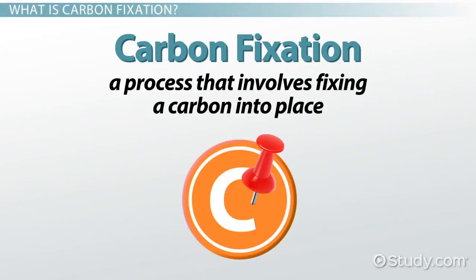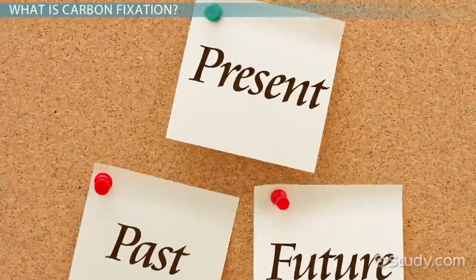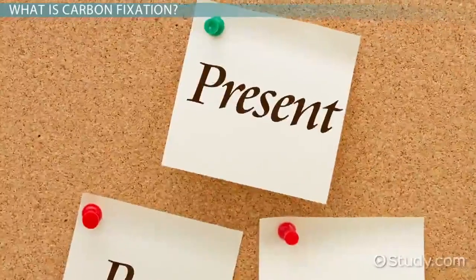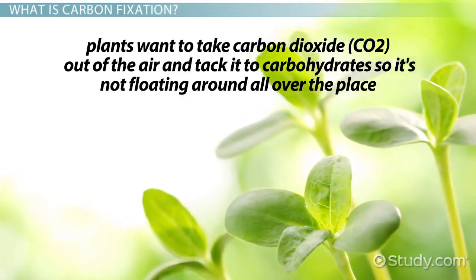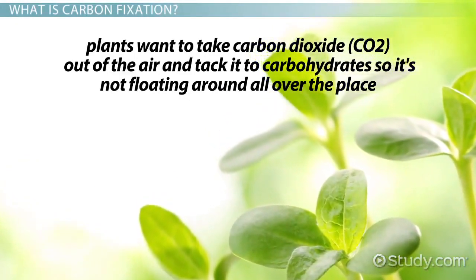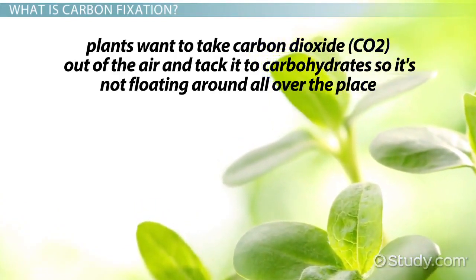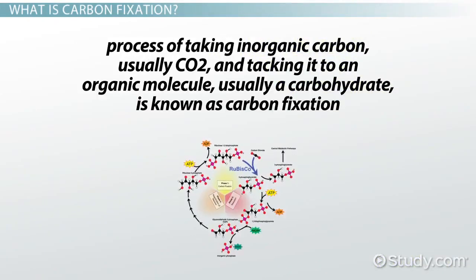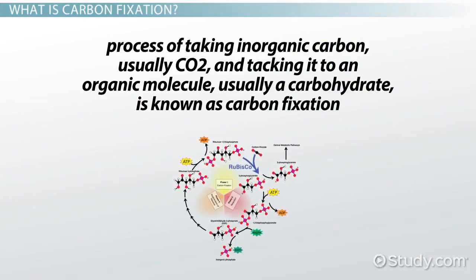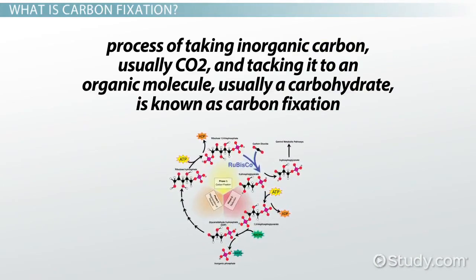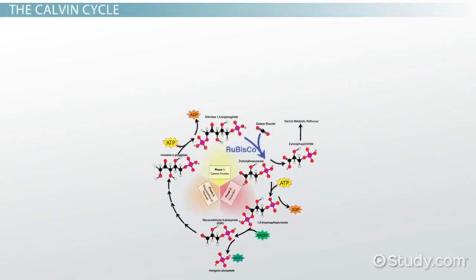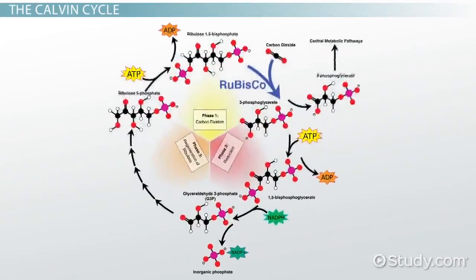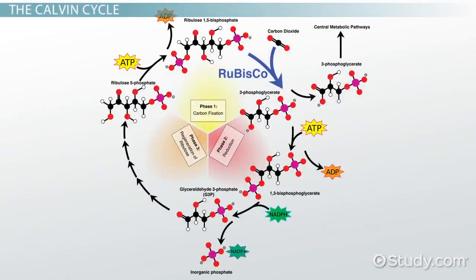Carbon fixation is a process that involves fixing a carbon into place. Just like you take that piece of paper and tack it to the bulletin board so that it won't float around or end up on the floor, plants want to take carbon dioxide, CO2, out of the air and tack it to carbohydrates so it's not floating around all over the place. The process of taking inorganic carbon, usually CO2, and tacking it to an organic molecule, usually a carbohydrate, is known as carbon fixation. So how exactly do plants go about taking the inorganic CO2 and tacking it onto a carbohydrate?